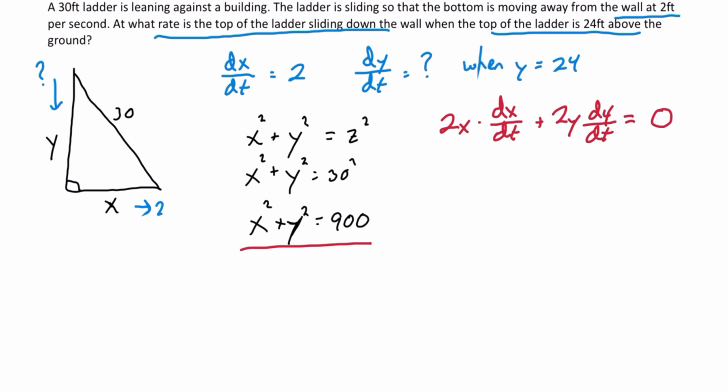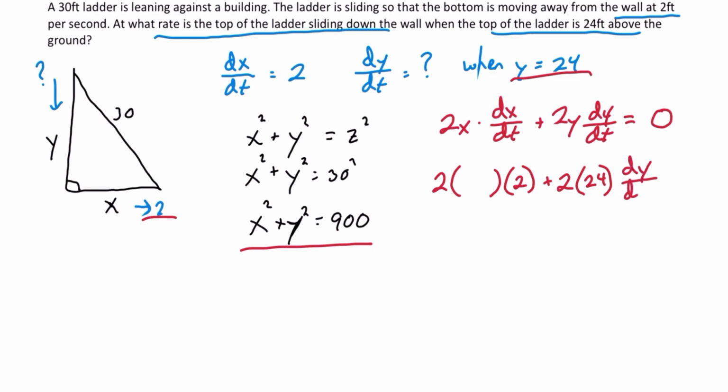Next, we can plug in given information. 2 times x, we don't quite know what x is yet. dx/dt we do know, that's the 2, the rate at which the ladder is sliding away from the wall, plus 2 times y. Y we know to be 24 at the specific point in time that we're curious about. dy/dt is what we're looking for. So now the question is, how do we find x? Well, to find x, we need just a tiny bit more information.